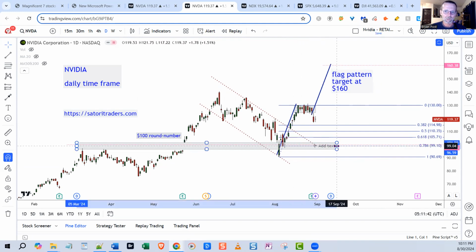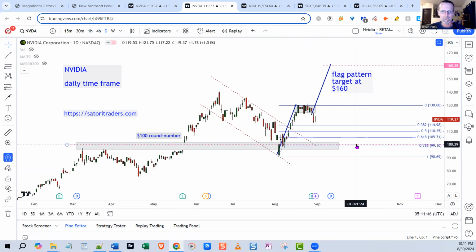These targets obviously are further down. We've got the round number at $100. We've got this support and resistance zone from, what's that, 101 down to 96, 97, something like that. So the next target in the series of targets to the downside is this 38% Fibonacci retracement at essentially 115.